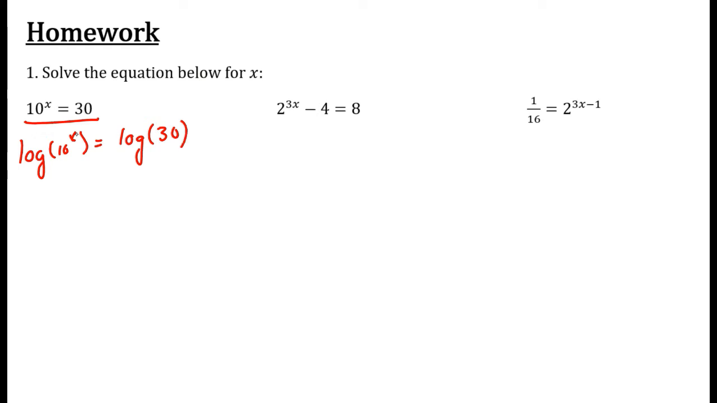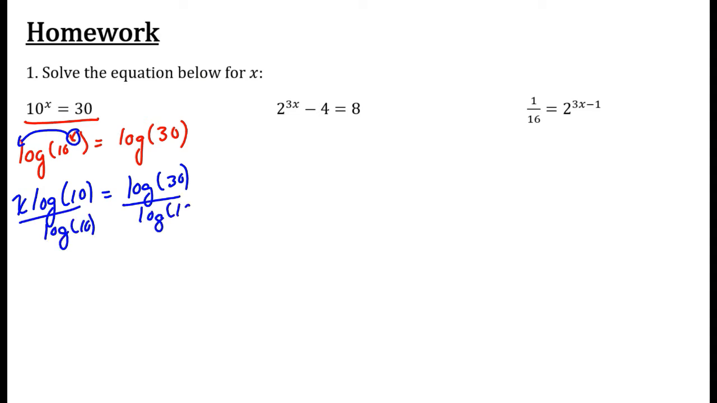Because logarithms have this property where the exponent becomes a coefficient. Remember that property of logs, where the exponent becomes the coefficient. Maybe you saw that log base 10 of 10 is 1, but maybe you divided it over, which is what we normally do. But we're really just dividing by 1. So we get x equals log 30 over log 10.